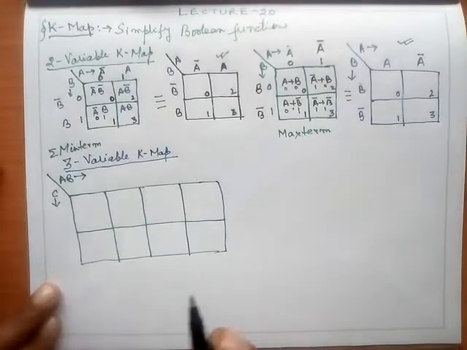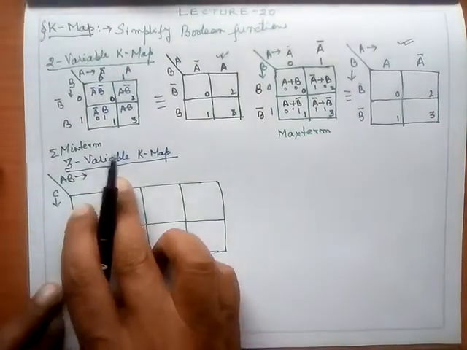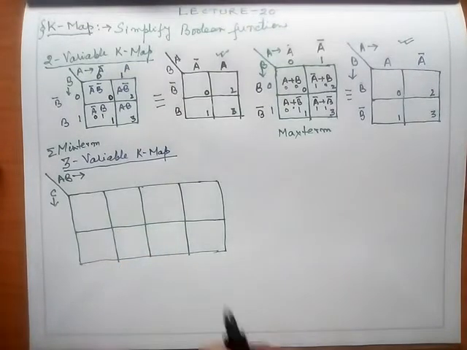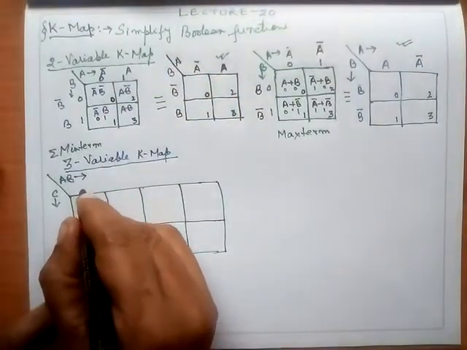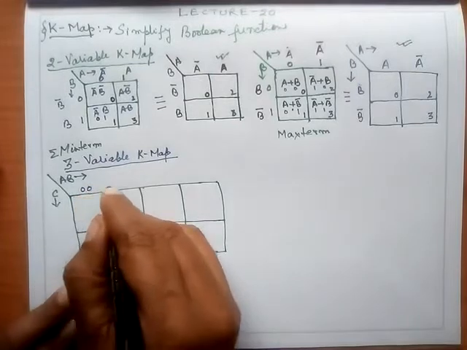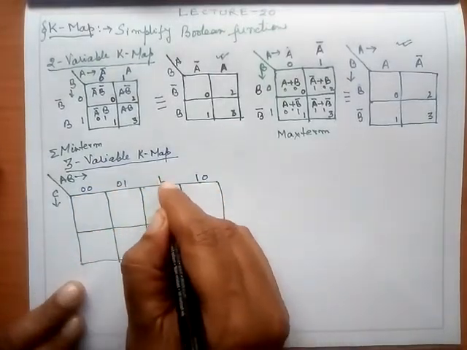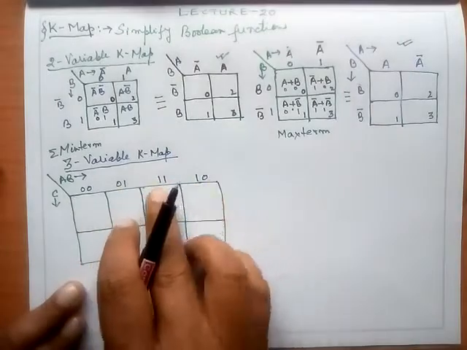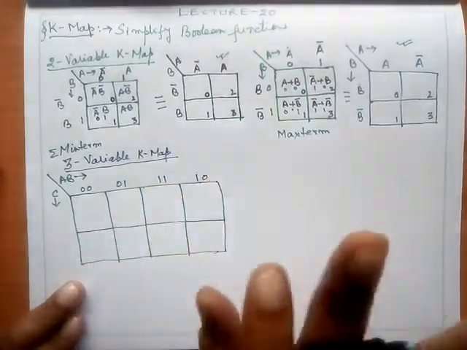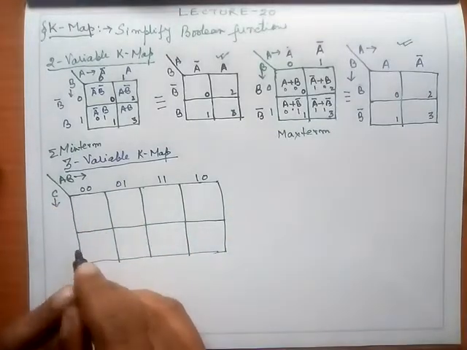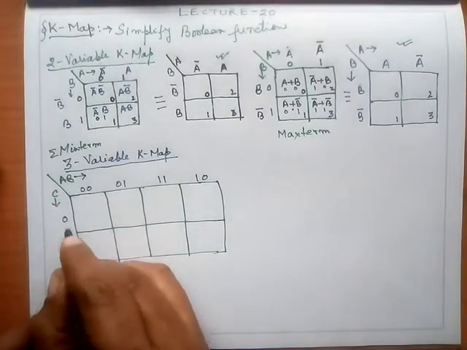Now AB can have the values 0 0, 0 1, 1 1 and 1 0. The discipline that we follow here is very important. It is 0 0, 0 1, 1 1 and 1 0. Why have I taken this fashion? Why not 1 0 here and 1 1 here? I'll tell you in a moment. But the point is that it is like this. C can have only 2 values, either 0 or 1.